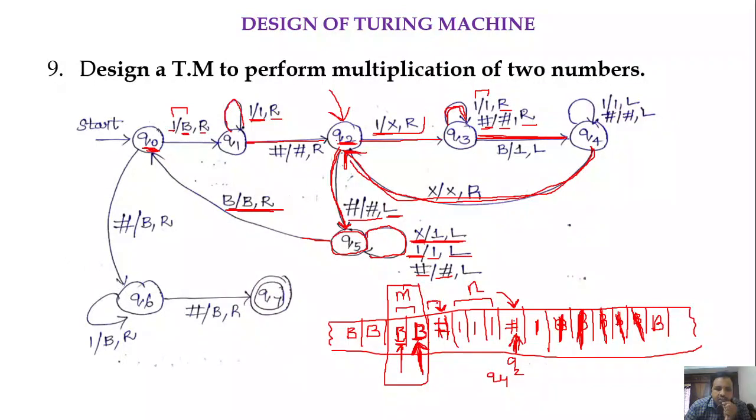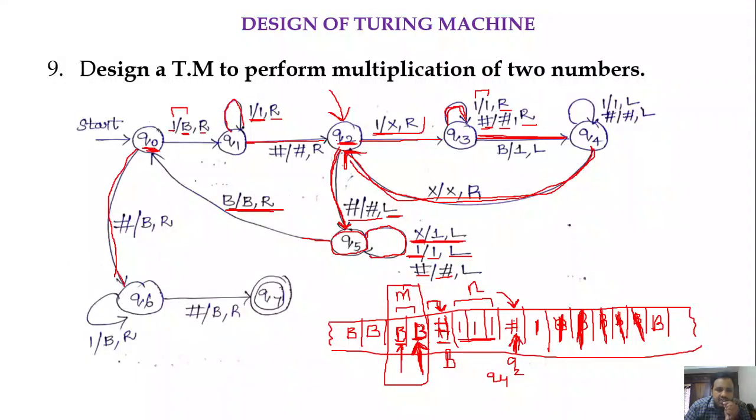In q naught, if we get a hash, we have to convert the remaining symbols, that is nothing but the hash and the n portion of the input, into blanks. We have to convert all the remaining symbols except the output portion, or result portion, into blank. So in q naught, if we get a hash, replace that hash with blank and move from state q naught to q6.